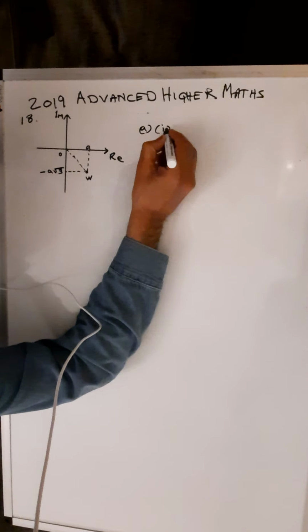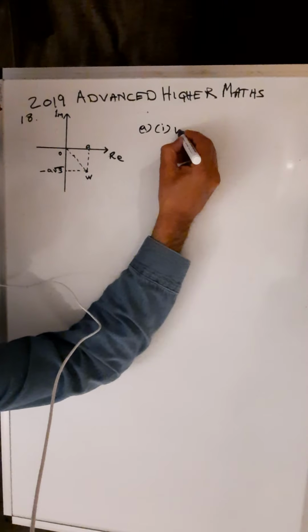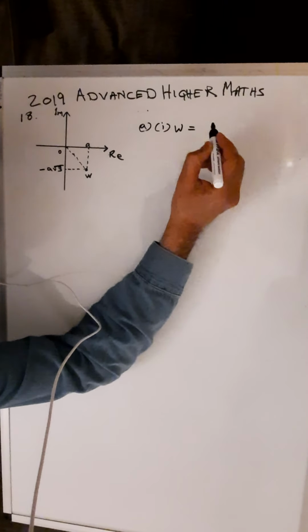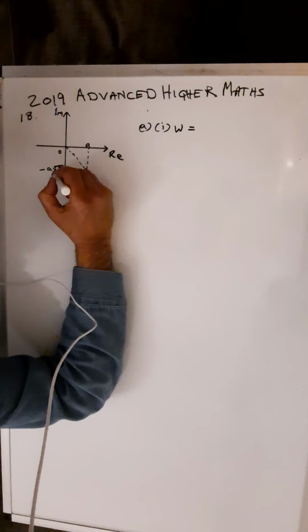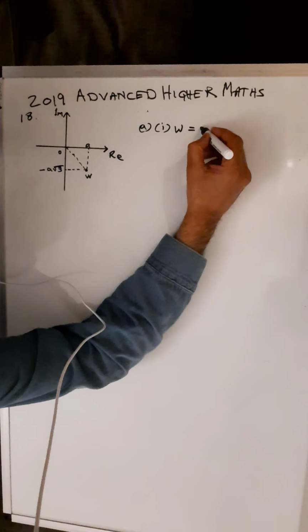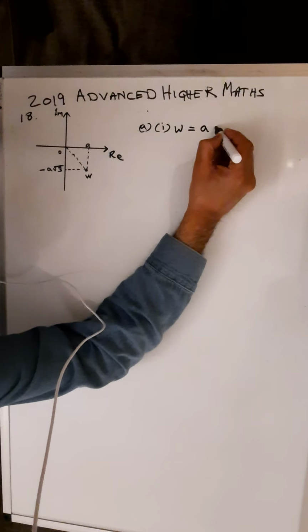W in Cartesian form is equal to a minus a root 3 i. That's in Cartesian form, and that is for 1 mark. Part b, express it in polar form.